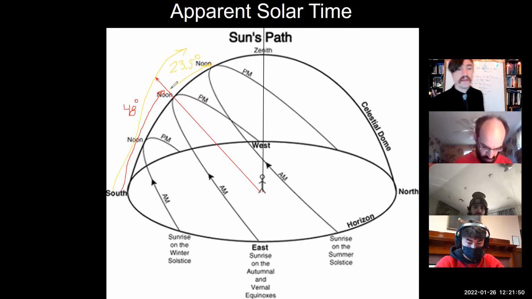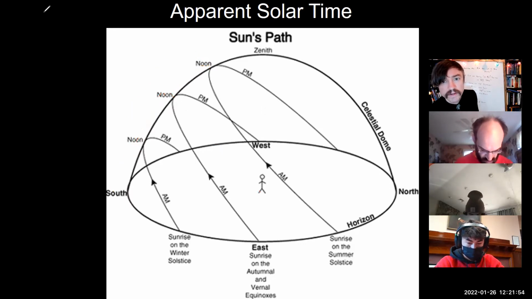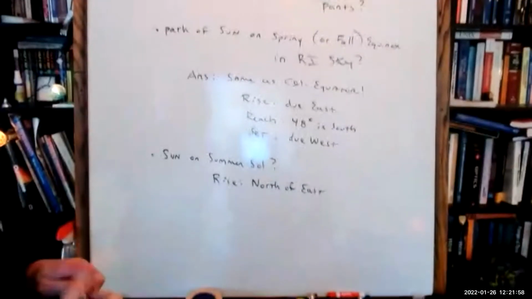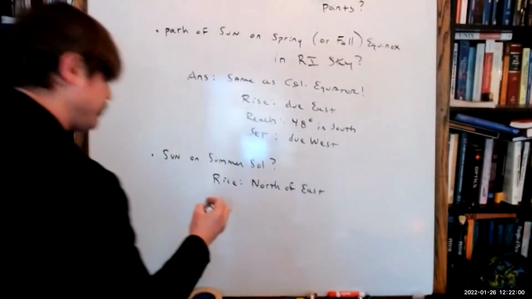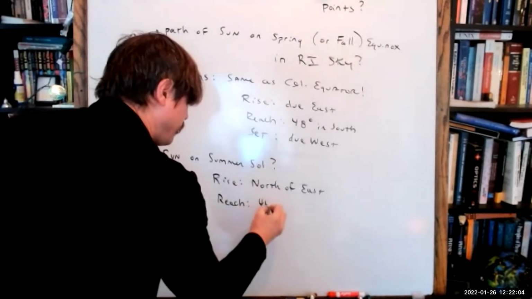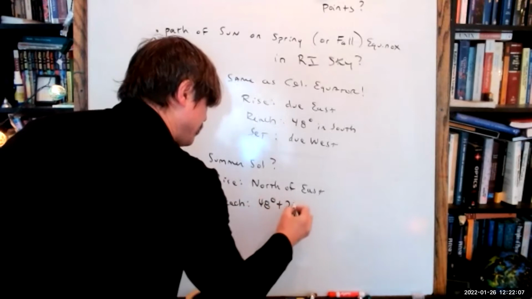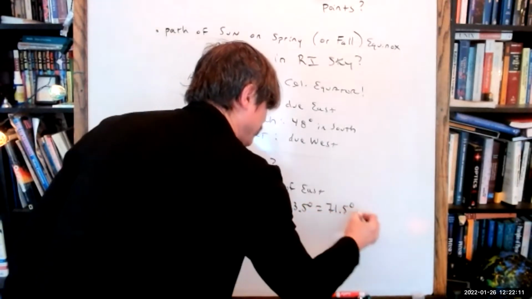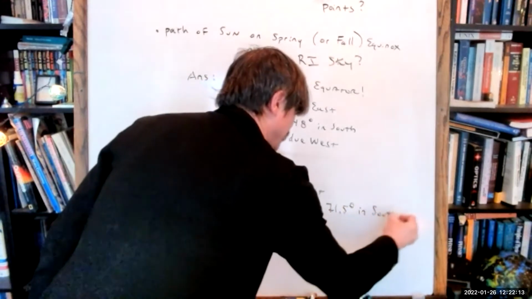Use your Casio if you can't. 71.5 degrees. Right. So on the summer solstice, the sun would rise north of east. It would reach 48 degrees. Let's remember how we did that. Plus 23.5 degrees is 71.5 degrees in the south.